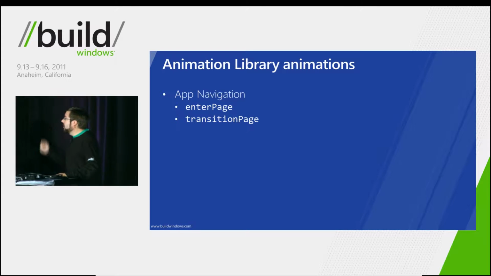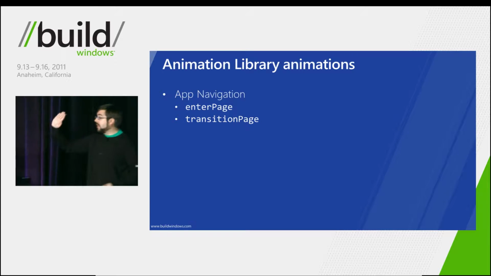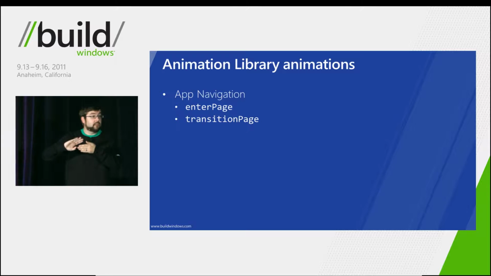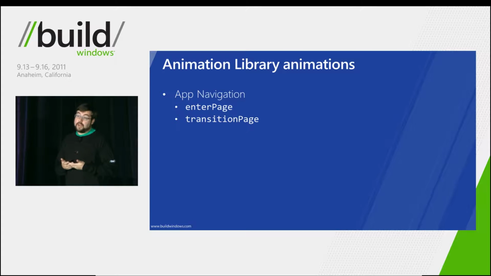So the first scenario is app navigation. And we have two animations in the library here. One is enter page, which is a way to animate your app first loading. So after the splash screen comes up, you may not want to just have your content pop into view as soon as it loads. You may want to animate that gracefully in. The second is transition page. This is an animation for navigating around different sections of your app.